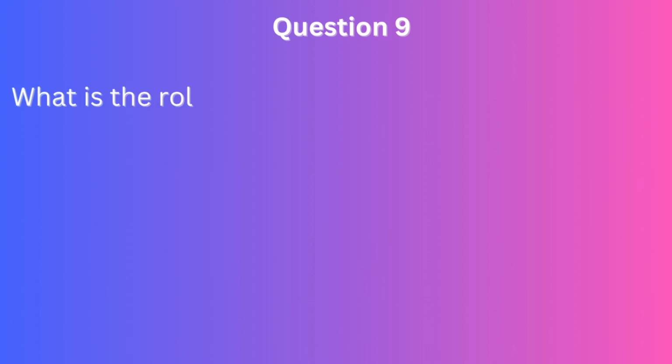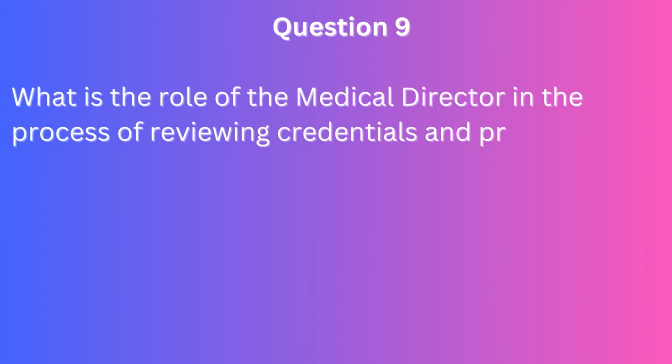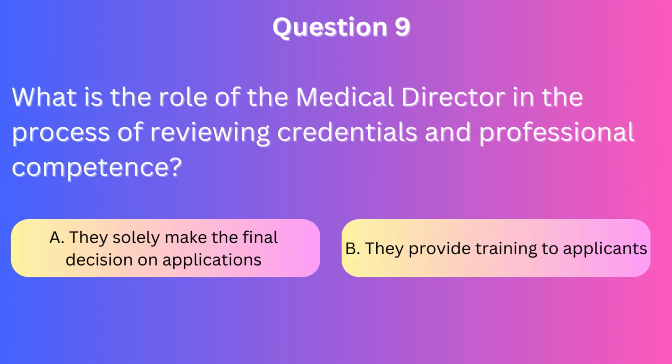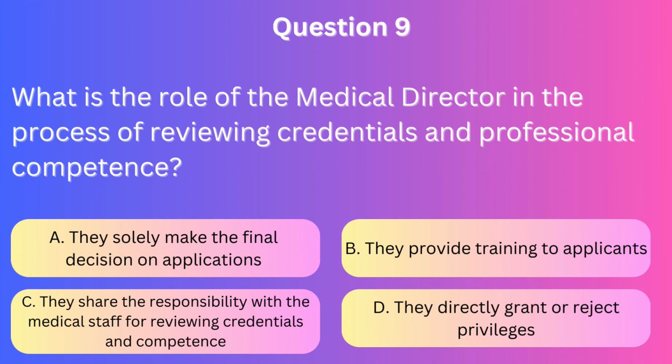9. What is the role of the medical director in the process of reviewing credentials and professional competence? A. They solely make the final decision on applications. B. They provide training to applicants. C. They share the responsibility with the medical staff for reviewing credentials and competence. D. They directly grant or reject privileges.